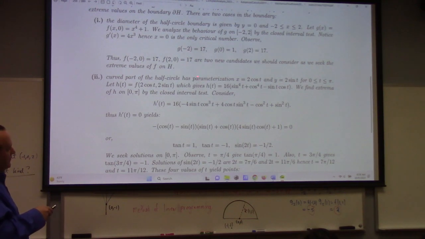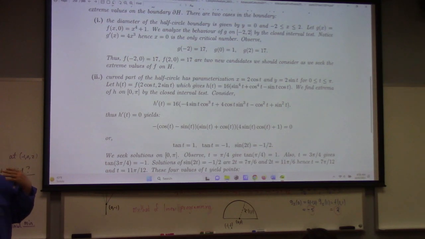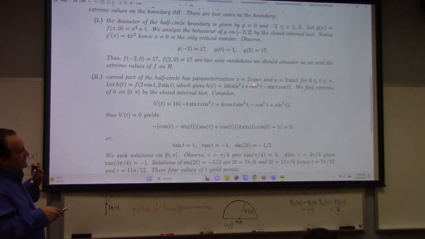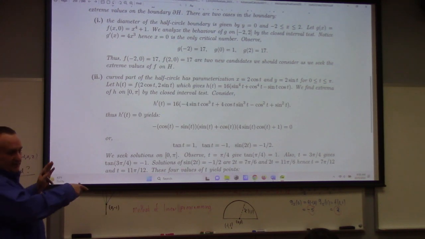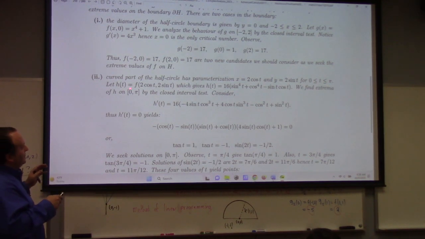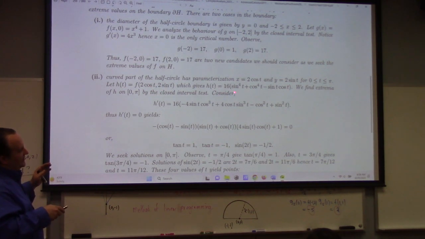Then the curved part of the circle, well then what we can do, so here's the thing. For the curved part of the circle, you could either use Lagrange multipliers with your attention focused just on the upper half circle, right? But I find sometimes it's better just to use a parameterization for the circle and plug it in. So here we have x equals 2 cosine t, y equals 2 sine t. That's a parameterization for the circle, right? If I limit t from 0 to pi, that's just the upper half circle, right?